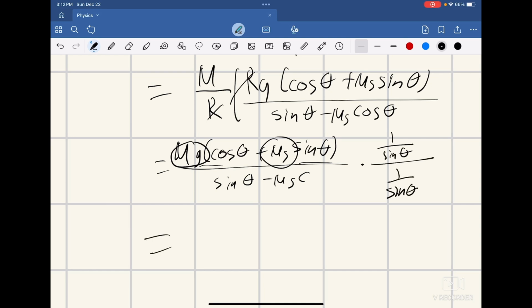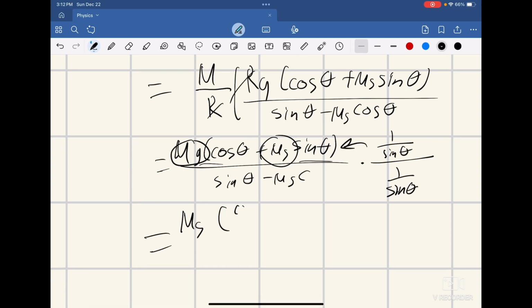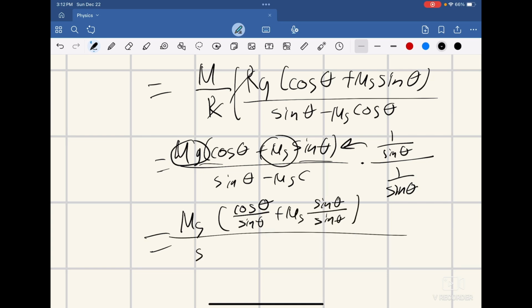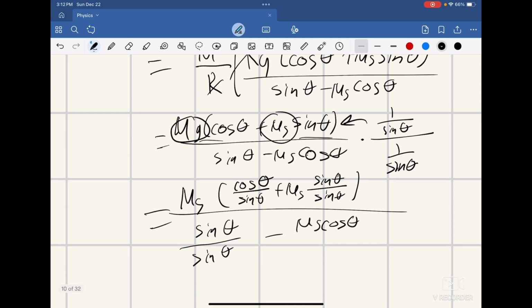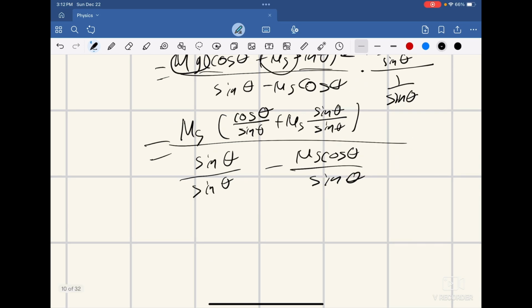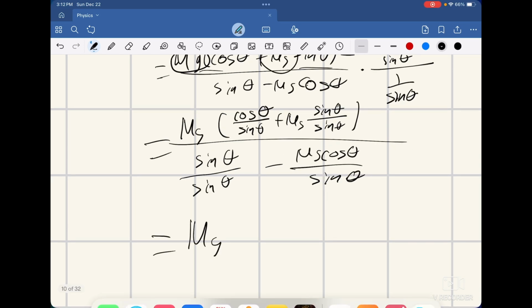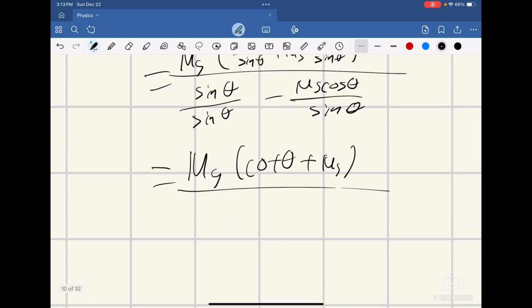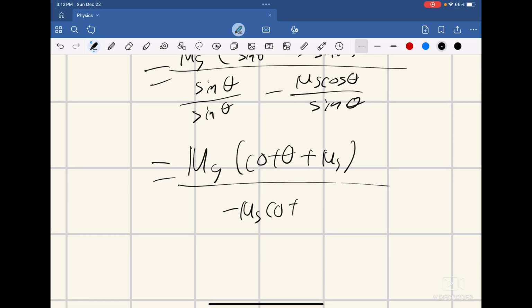And this will allow us to distribute this to everything on the inside. So it becomes cosine theta over sine theta plus mu s sine theta over sine theta, over sine theta over sine theta minus mu s cosine theta over sine theta. If we simplify this, we do get the formula mg times cotangent theta plus mu s over 1 minus mu s cotangent theta. And this is the formula that they want us to prove, so we have the proof there.